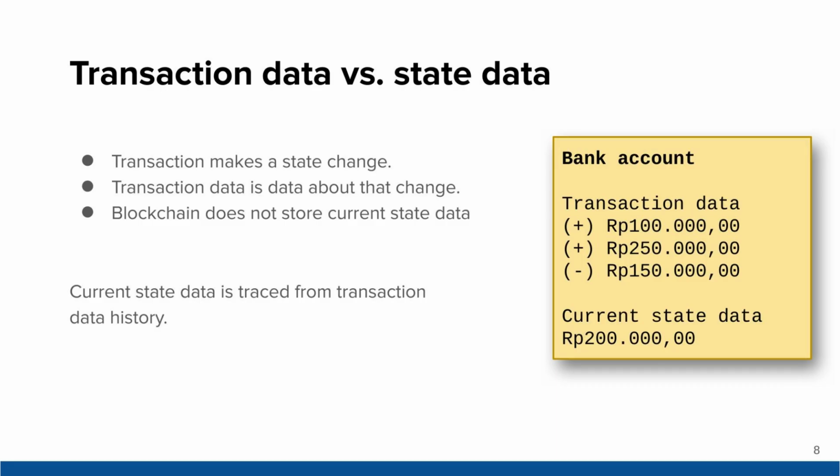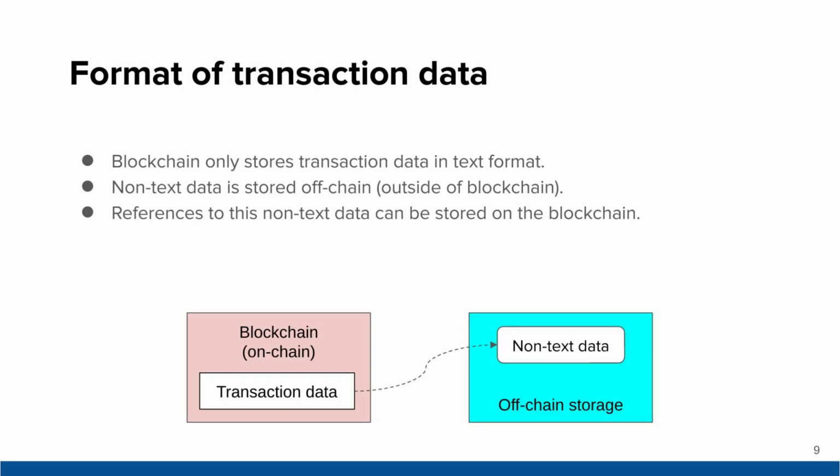Here's the key point. Blockchain only stores transaction data, the history of changes. The current state isn't stored directly. It can be calculated from the history. Why does this matter? Because it means the full trail is always there. Every change, every event, forever recorded.